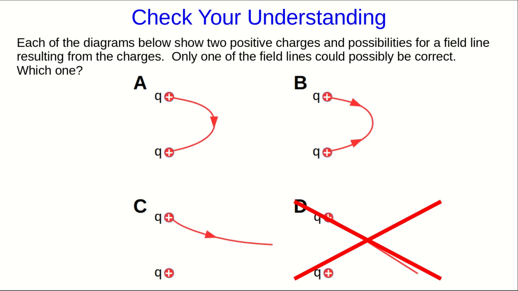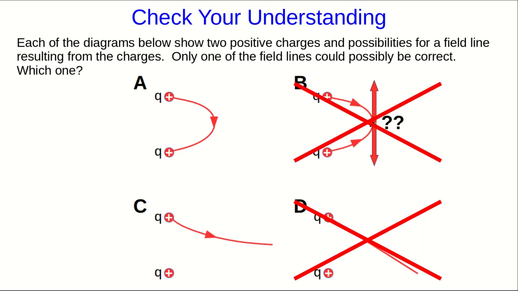B has sort of a similar problem. It's got two arrowheads on it, but they point different ways along the line. And so again, if you think of this point, it's unclear whether the field there points this way or this way, and so it's ambiguous and it can't be right.